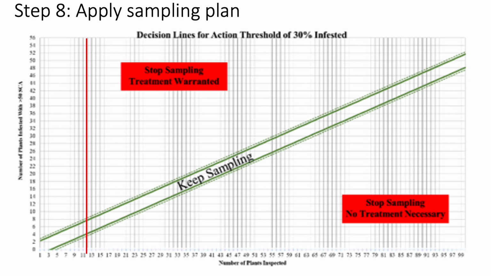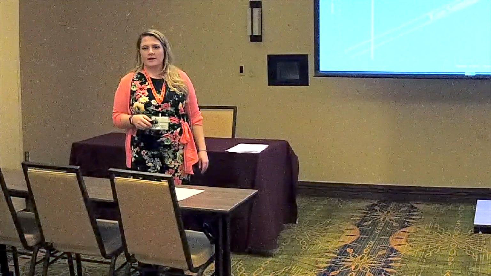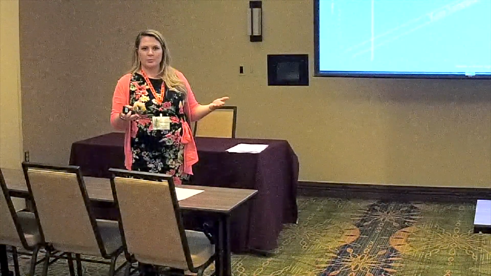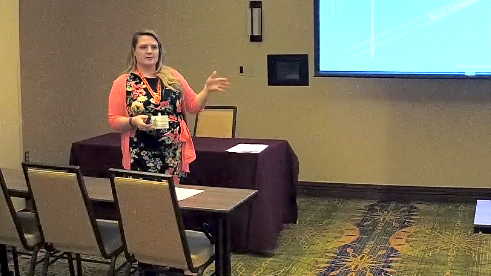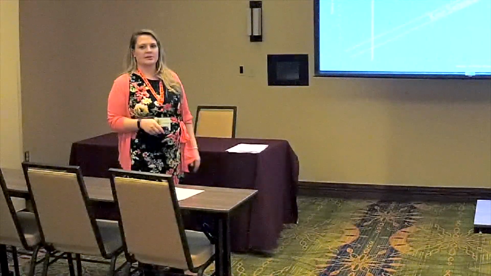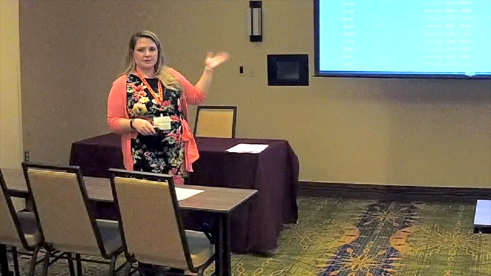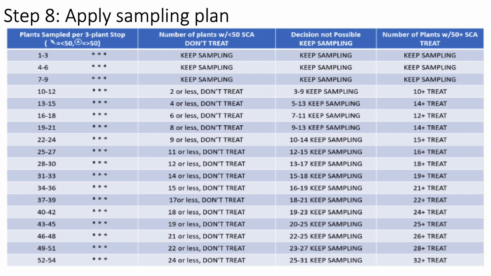If you sampled those same 17 plants and 8 of them were infested with 50 or more sugarcane aphids, stop sampling, it's time to treat. But if you fall somewhere in this middle zone, we'll say you had 5 samples that had more than 50 aphids, you would continue sampling until you met a treatment decision. And if that's too confusing, we actually made it into an in-field tool that you can use.